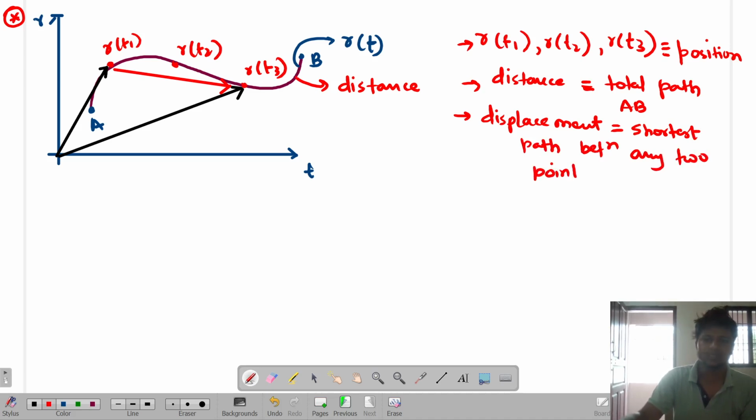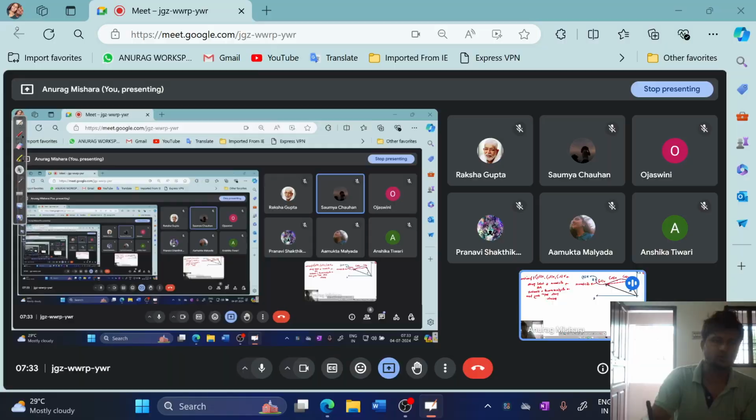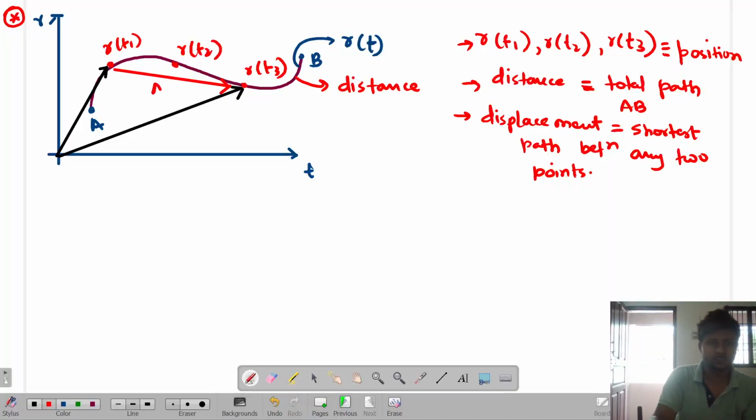Is that clear, guys, or not? Tell me yes or no, everyone. Yes, sir. Understood. Next thing. So this is my displacement, which is written as delta r. If I talk about t1 and t3, it will be written as r vector of t3, because it is a vector quantity, minus r vector of t1.